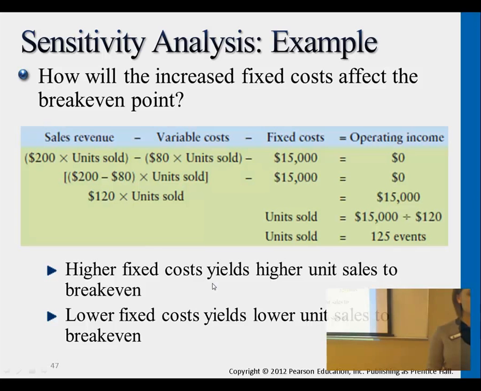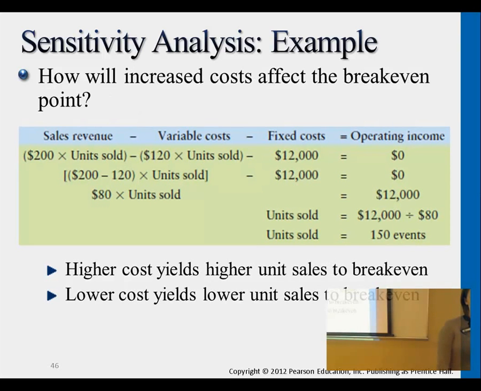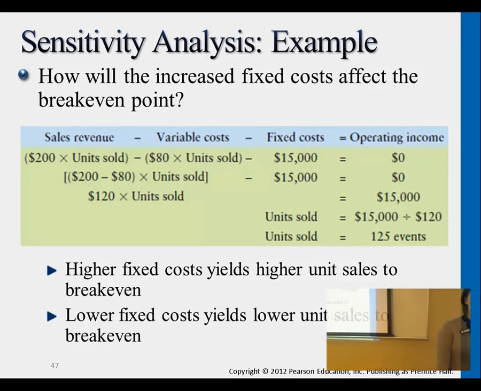So here is a different story. We have higher fixed costs that yield higher unit sales to break even, and lower fixed cost is going to yield lower unit sales to break even. Do you see how here higher cost yields higher unit sales, right? So make sure you understand this difference. So for fixed cost and variable cost, we're going to split it right now and go through both cases.